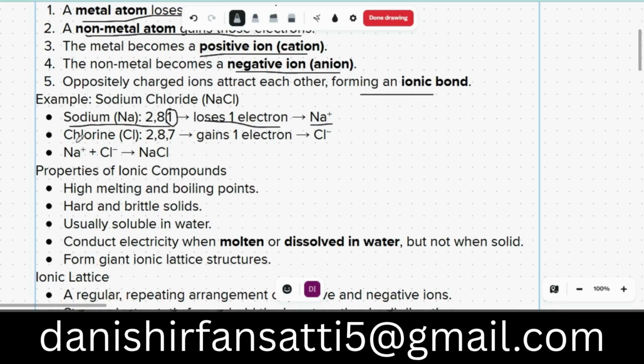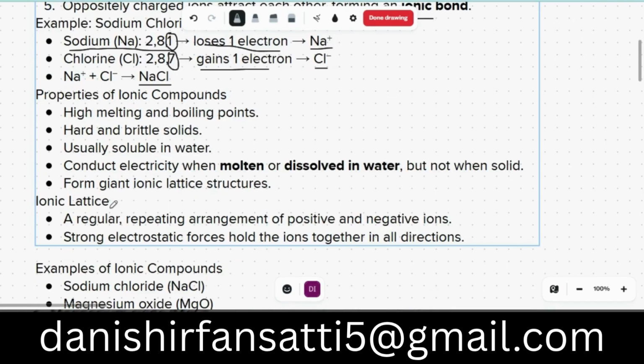Now what about chlorine? Chlorine has 2, 8 and 7. There are two options for chlorine: to gain one electron or to lose 7 electrons. It's very difficult to lose 7 electrons, so it will gain one electron. So that would be Cl minus. So Na plus and Cl minus will give us NaCl.